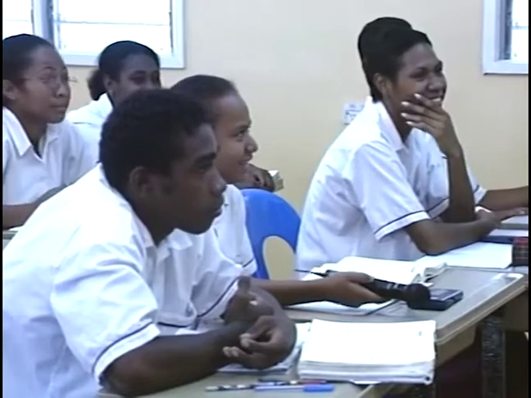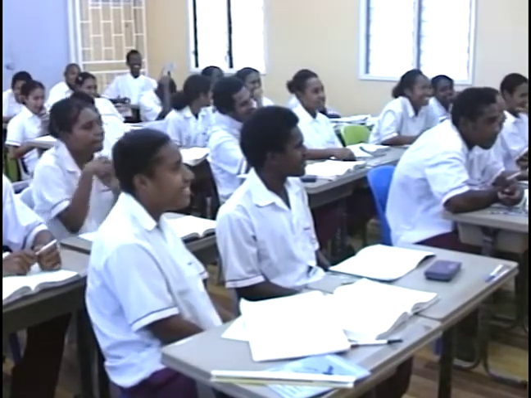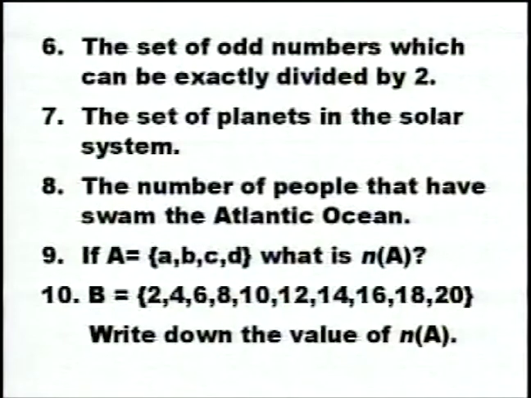Do you know if people have swum the Atlantic Ocean, the whole of it? It says the number of people that have swum, that means they have swum the whole Atlantic Ocean. How big is the Atlantic Ocean? Very big. So, I don't think so.